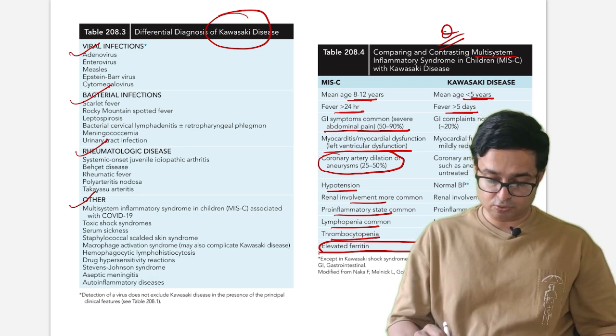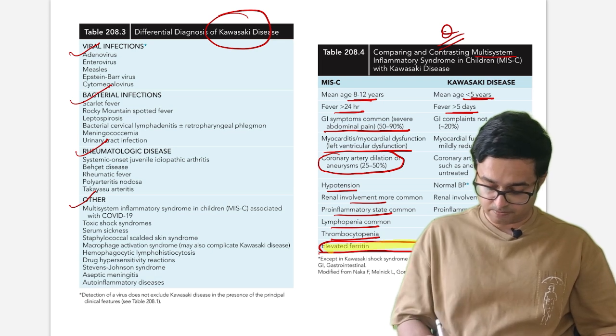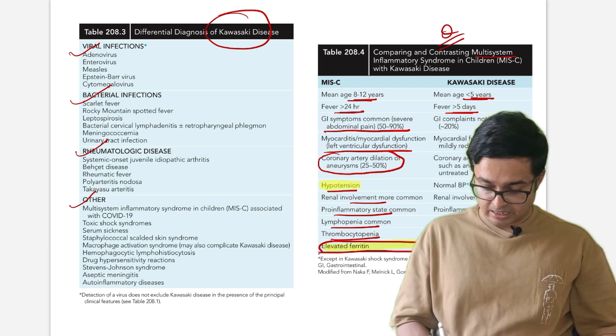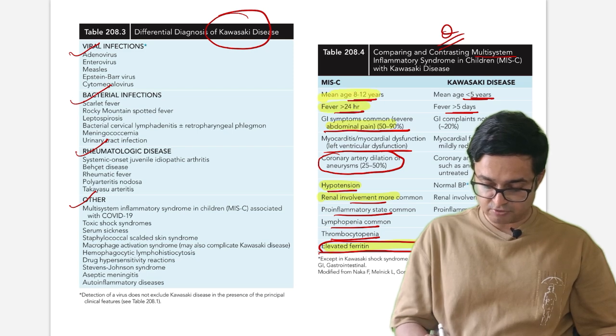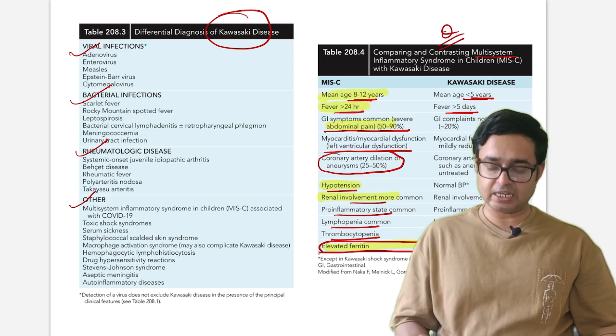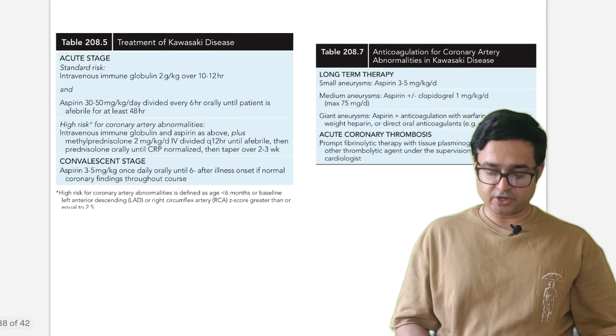So just go through these highlighted points like ferritin, hypotension, renal involvement, GI symptoms, fever more than 24 hours, and mean age of 8 to 12 years. We are able to differentiate it.